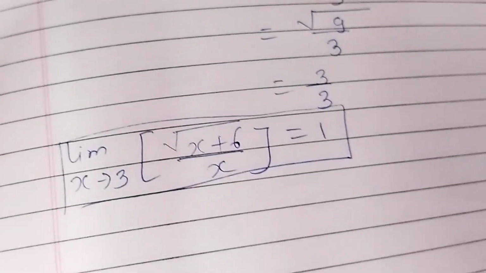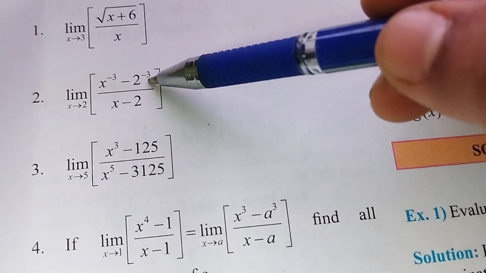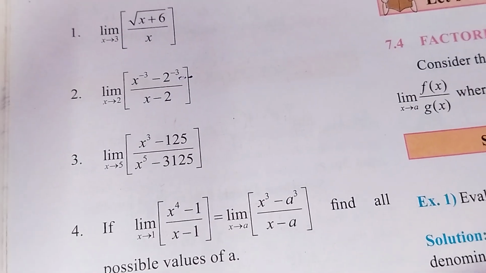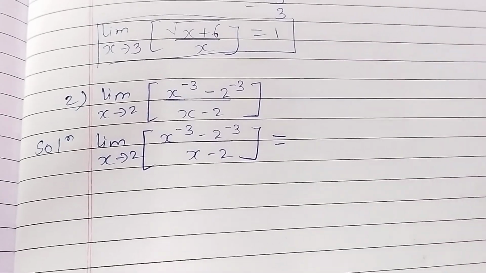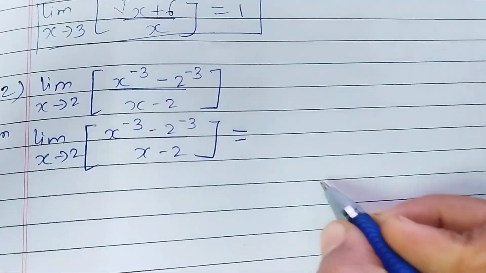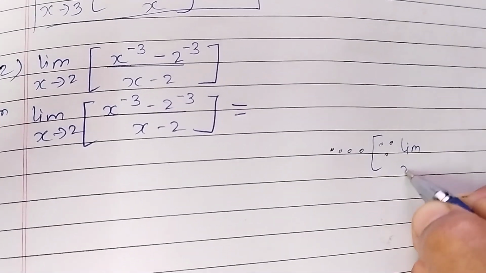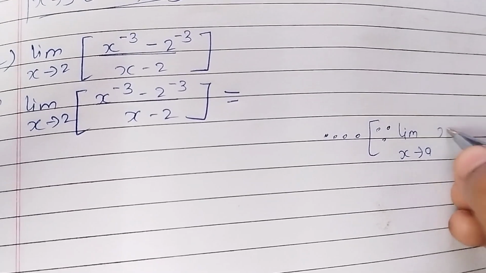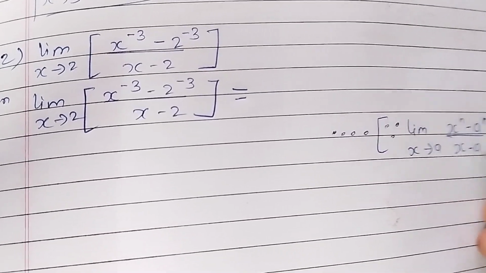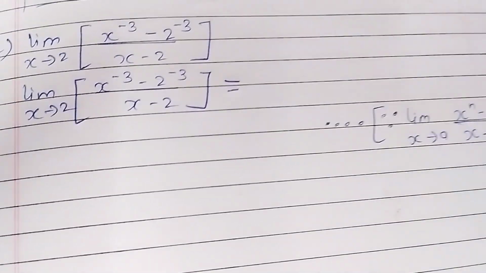Now second question: limit x tends to 2 of (x to the power minus 3 minus 2 to the power minus 3) upon (x minus 2). Let's see. Based on this, we saw formulas. What were our formulas? Limit x tends to a, (x raised to n minus a raised to n) upon (x minus a) is equal to n a raised to n minus 1. So we will apply this formula.